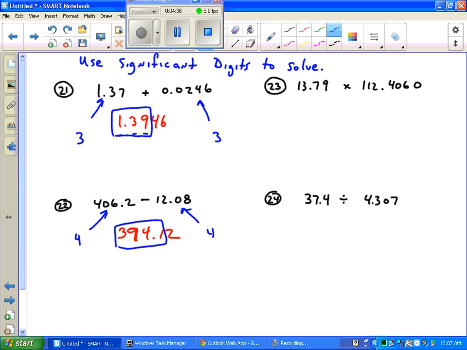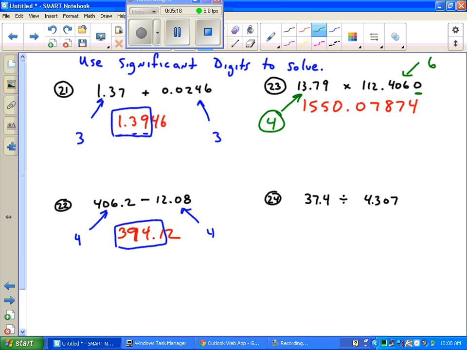23 says 13.79 times 112.4060. You get this great big number that looks like this, 1550.07874. Again, we have to determine how many significant figures. This first number has 4 of them. None of them are zero, so that has 4 significant figures. This second number, you count the first 0, but you don't count the second one because it's not between two non-zeros. So you have 1, 2, 3, 4, 5, 6 significant figures for that one.